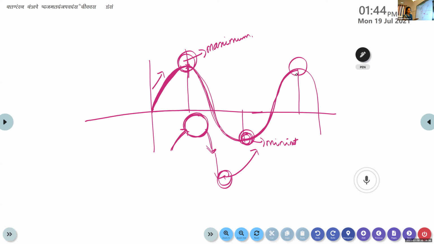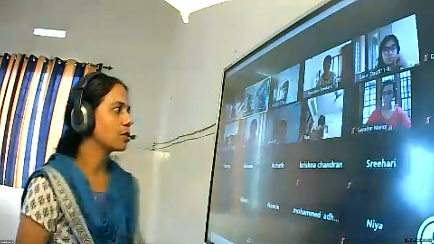So for the given function, you may have more than one maxima and minima. This one we call local maxima. This is the maximum within this region. This is the maximum, this is the minimum within this interval. That's why we call this local maximum and local minimum. It is not the full function, but within the specified interval. So now, is the concept clear? What is meant by maxima, minima, is it okay?